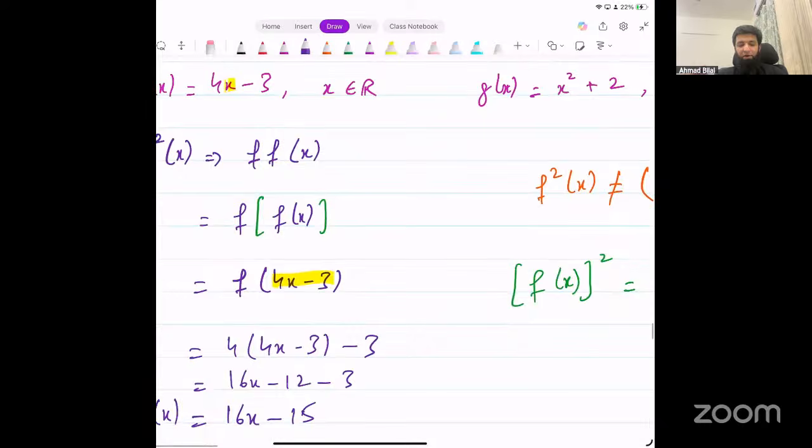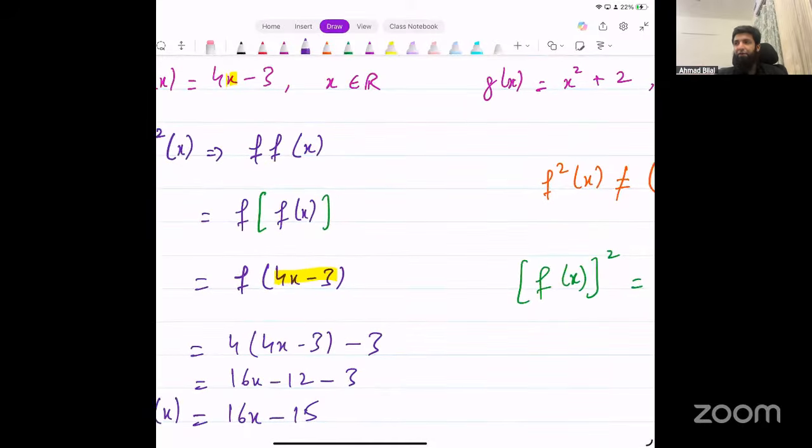Okay, so if we have f square of x, we can write that as f of f of x, right? So inside the function f you input f, that same function is input inside it, and that will give you the result. That's what f square of x means.